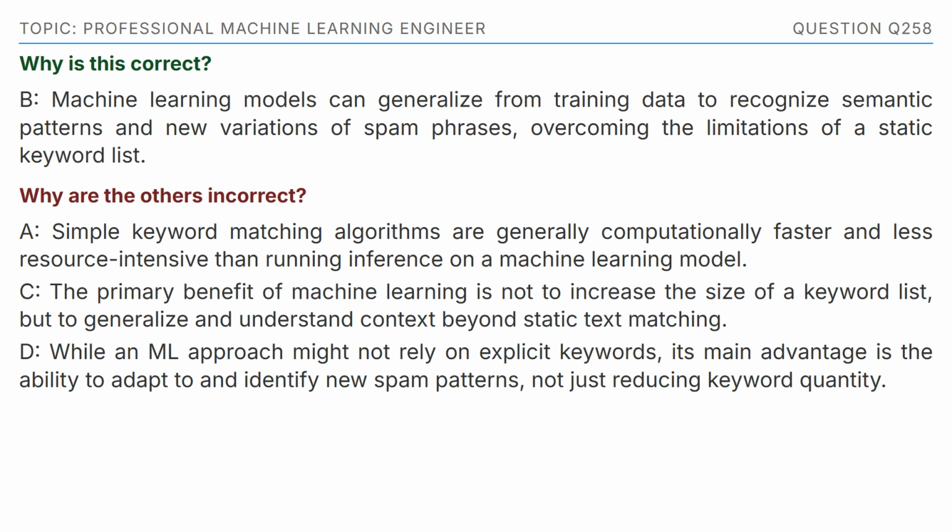Why are the others incorrect? A. Simple keyword matching algorithms are generally computationally faster and less resource-intensive than running inference on a machine learning model. C. The primary benefit of machine learning is not to increase the size of a keyword list, but to generalize and understand context beyond static text matching. D. While an ML approach might not rely on explicit keywords, its main advantage is the ability to adapt to and identify new spam patterns, not just reducing keyword quantity.